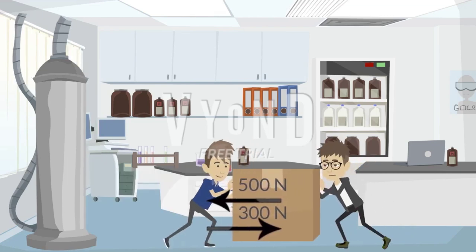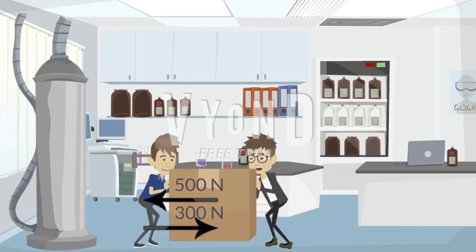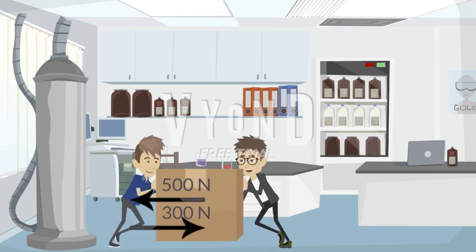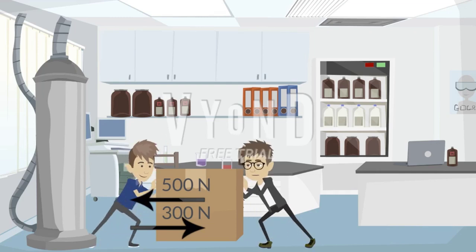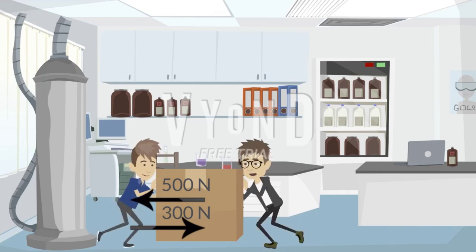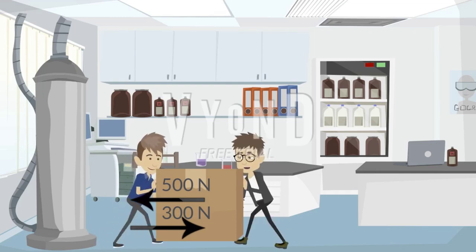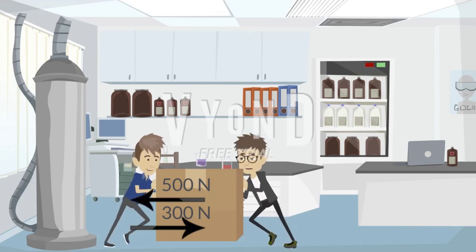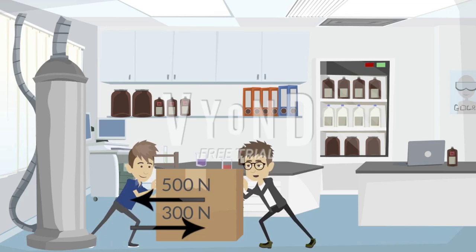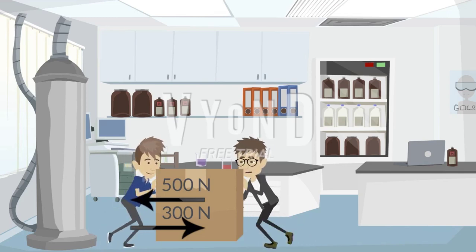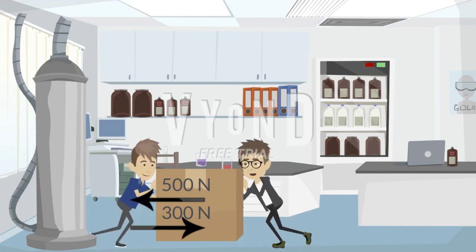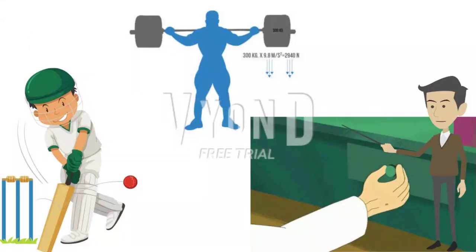In the third case, my friend pushed the box opposite to the direction of my force. So the resultant force now was 500 minus 300 Newton, which is 200 Newton. So we learned that forces applied on an object in the same direction add to one another, whereas if two forces act in opposite directions on an object, the net force acting on it is the difference between the two forces.